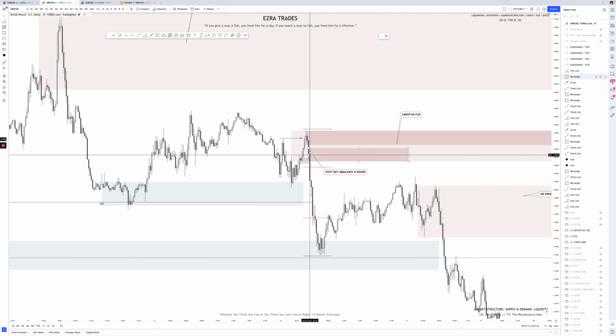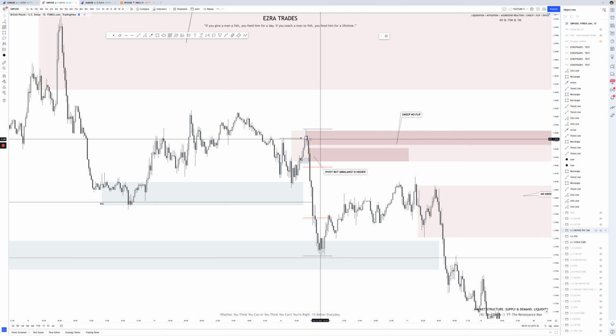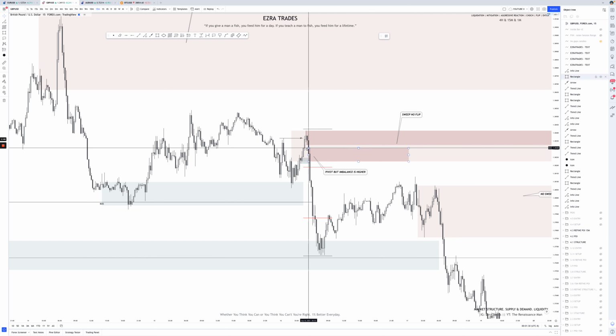So technically, this was just a reaction before continuation to the downside. And this area is where we swept the extreme that's unmitigated. We left behind an imbalance. Did it do anything? Not necessarily. It didn't break anything relevant, right? But we do have imbalance. It is the extreme, and it's the extreme of a flip on a lower time frame.